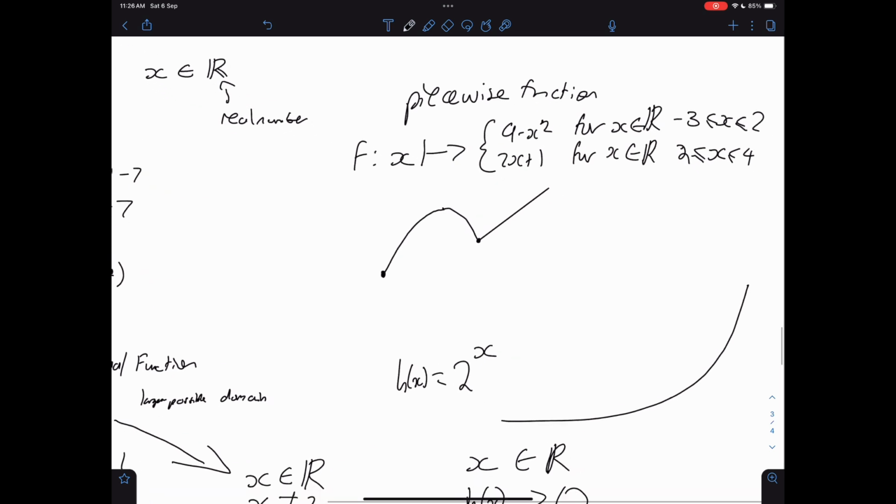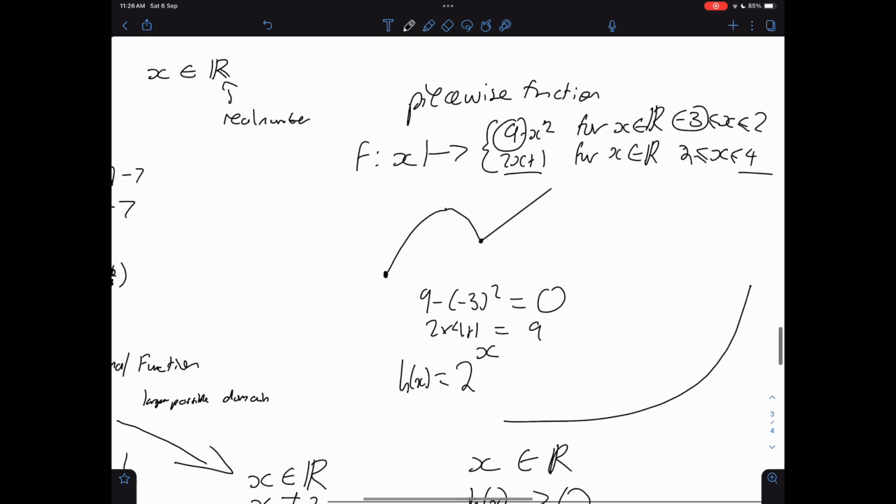And then if we were asked the range, you'd essentially go, alright, the lowest is going to be 9 minus 3 squared, which is 0, and the highest is going to be for this one, 2 times 4 plus 1 equals 9. So our function will be in the range like that.